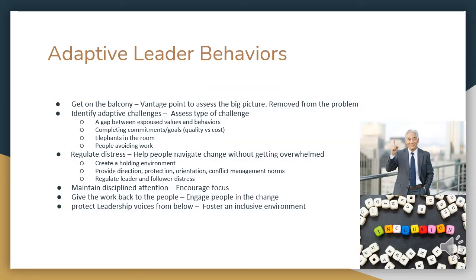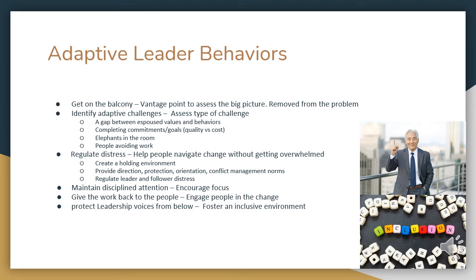So let's talk about the 6 adaptive leader behaviors. The first, get on the balcony. This is for leaders to get a vantage point to assess the bigger picture, remove themselves from the problem so that they can remove their emotions, remove themselves physically, and see where the problem truly lies and come up with creative ways to solve them.